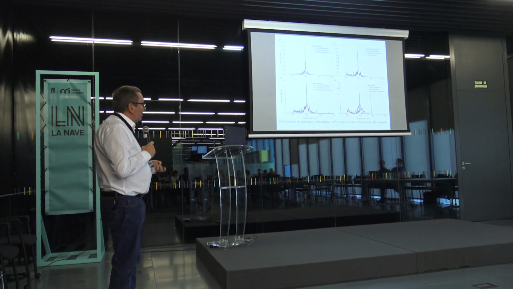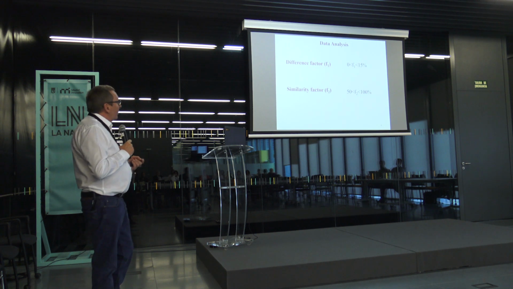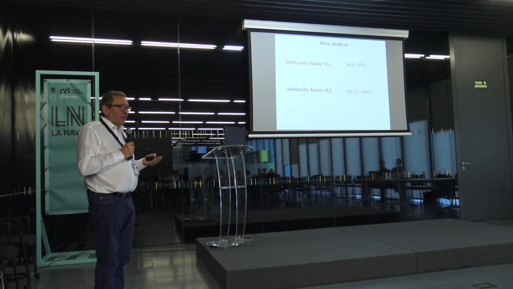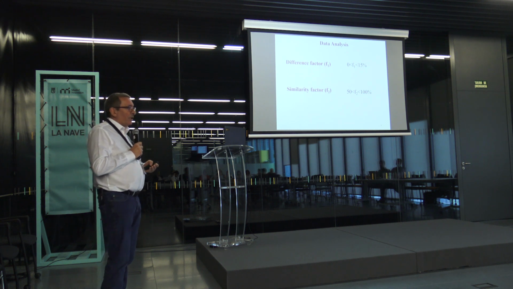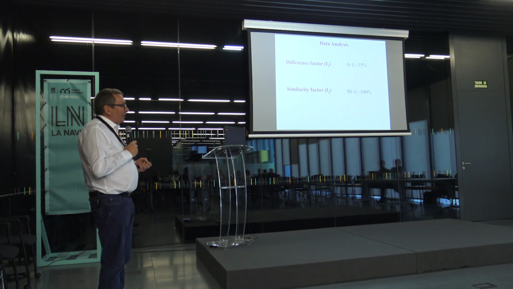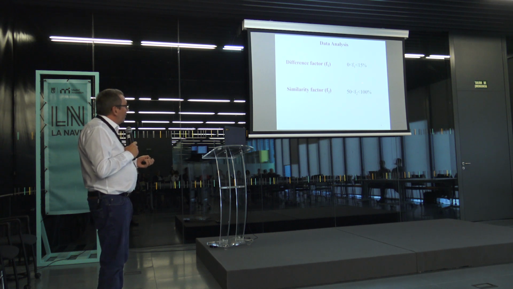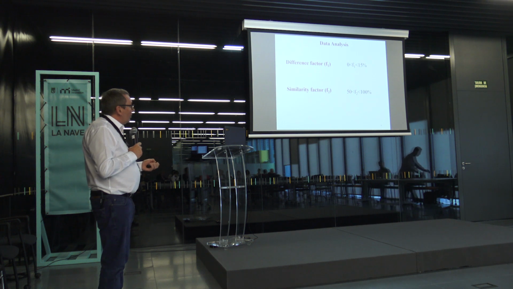These are the results, but they are not so important. The main point is that to analyze the data, we use two different factors, F1 and F2. These factors are used by the United States Food and Drug Administration and the European Medicines Agency to define the bioequivalence between two drugs. The difference factor F1 ranges from 0 to 15%, and the similarity factor F2 ranges from 50 to 100%.